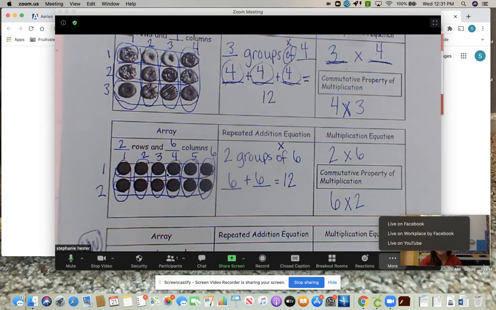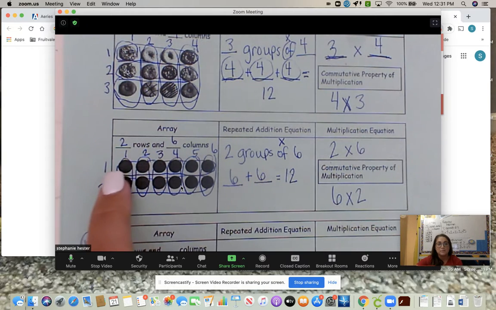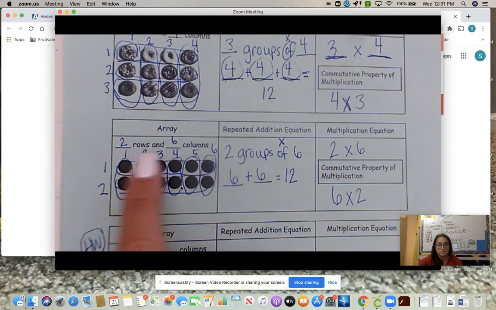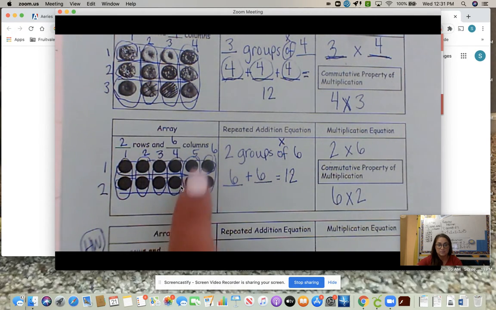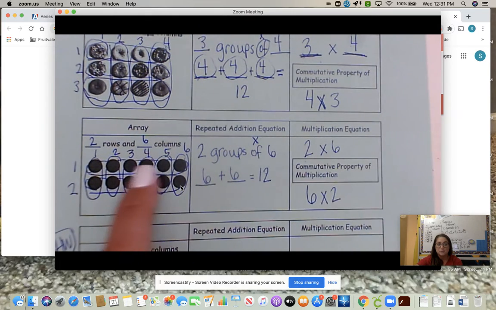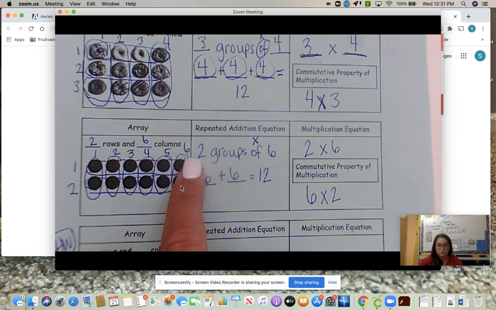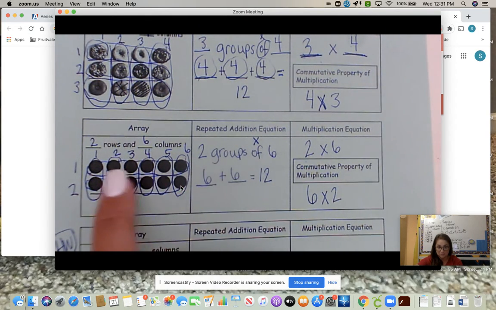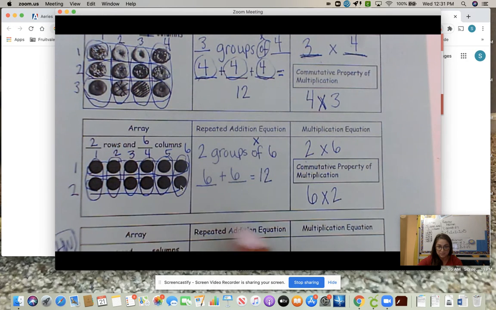So the next one we did is our array. So we have 2 rows and 6 columns. So it really means how many groups do we have? We have 2 groups of 6 in each. 1, 2, 3, 4, 5, 6. The lines I want you to draw represent the groups.